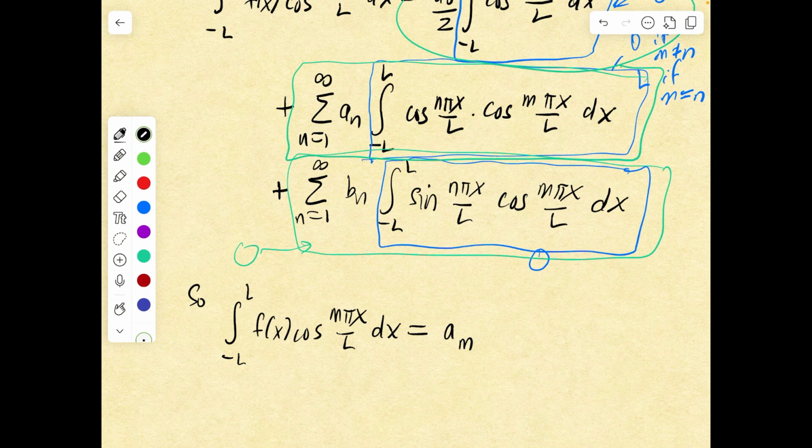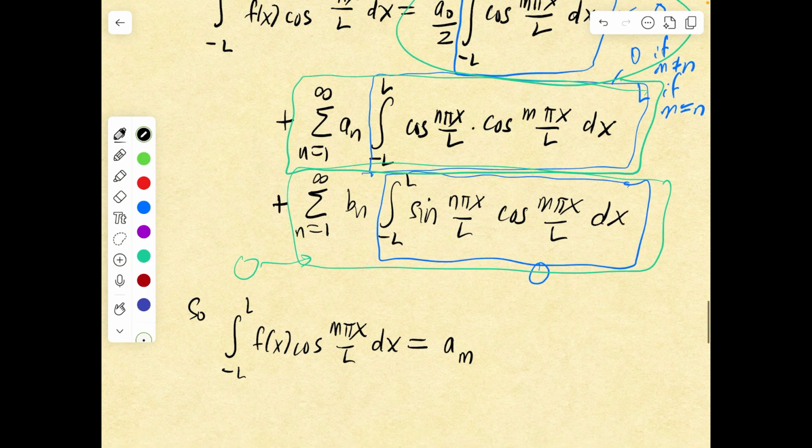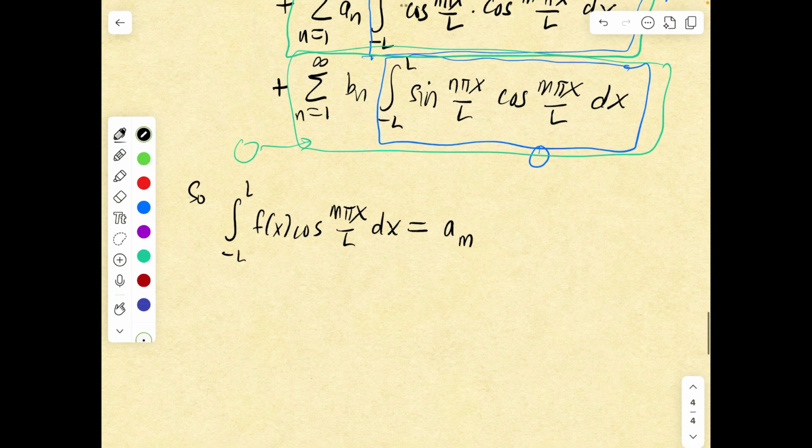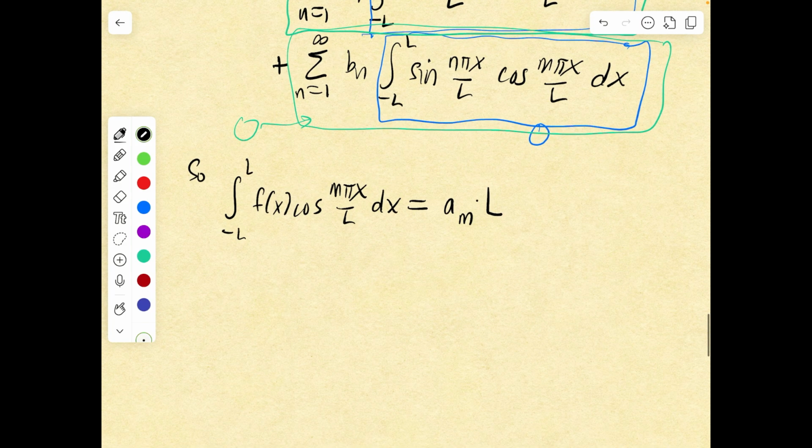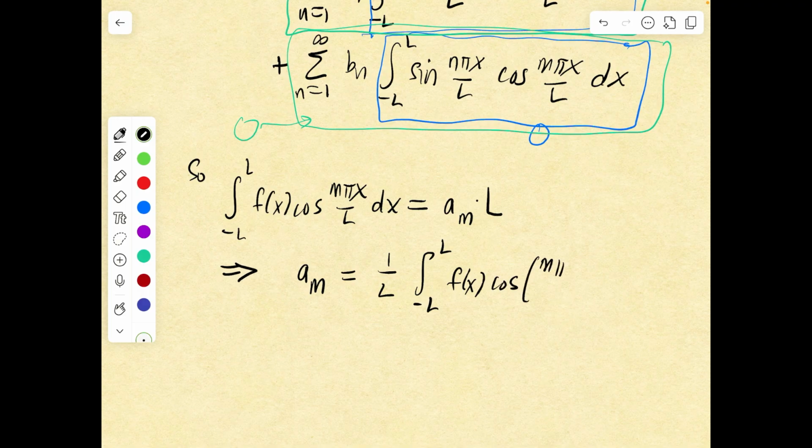When you do that, you get one half outside, because you have something divided by 2. So we get 1/2 times the integral from negative L to L of cosine of m minus n pi x over L minus the integral from negative L to L of cosine of m plus n pi x over L. So this whole sum is just going to be 0 if m is not equal to n.